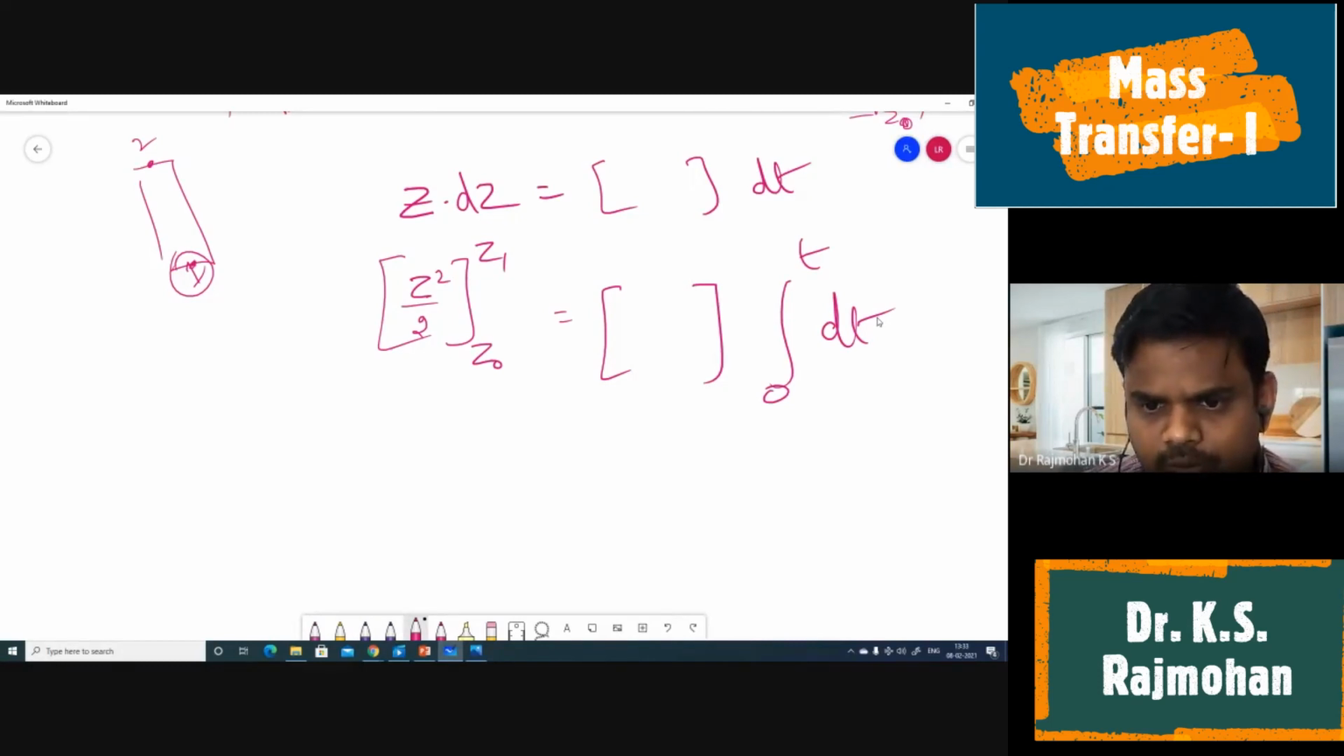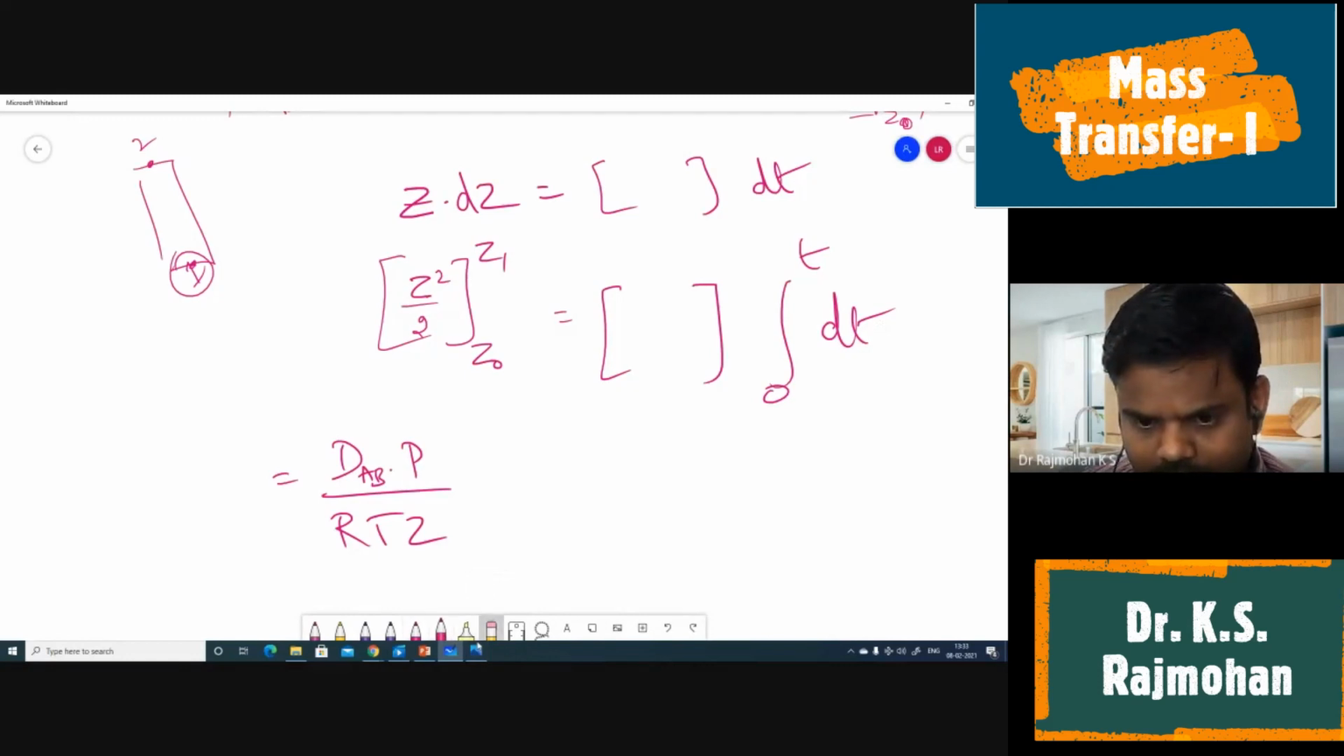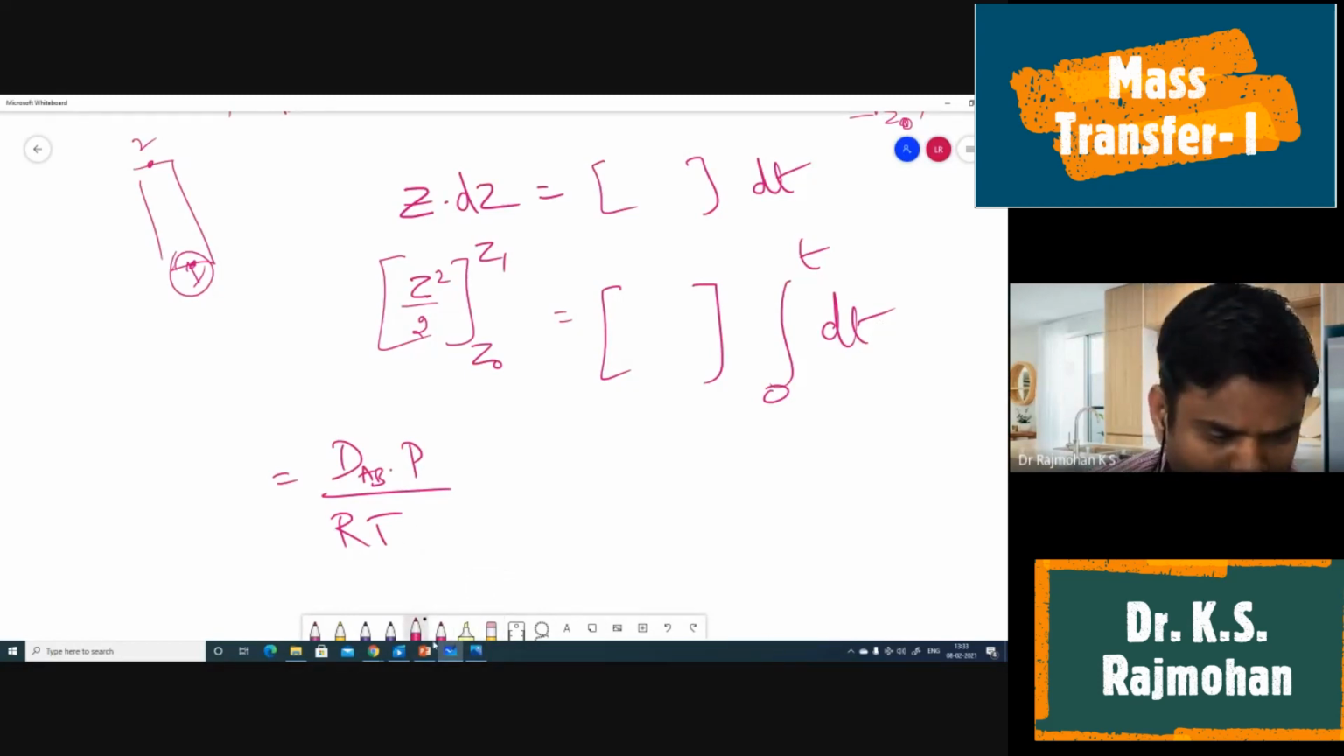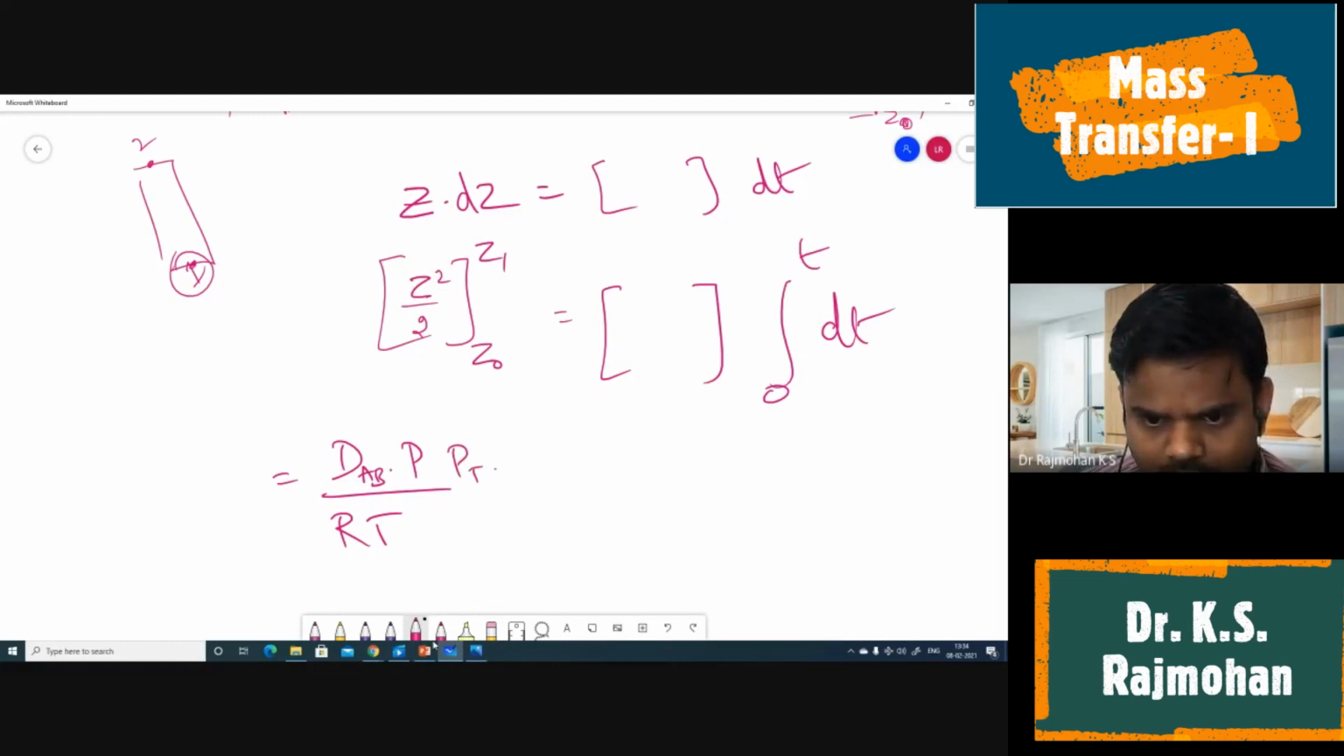All the remaining terms will be there. What are those remaining terms? D_AB P by RT, no z, z we have taken away. So the terms are D_AB by RT, P total, (P_A1 minus P_A2), by P_B logarithmic mean.